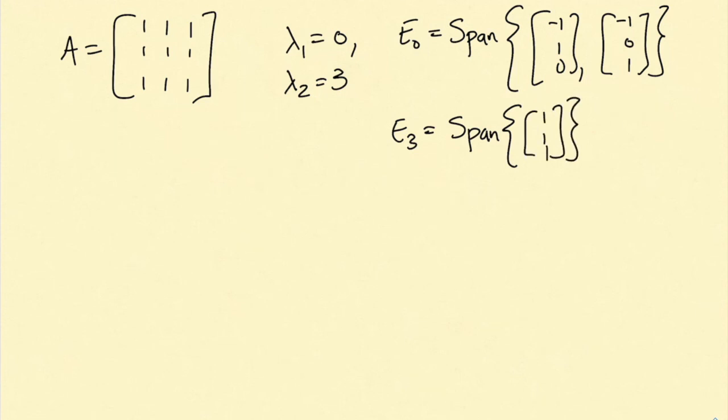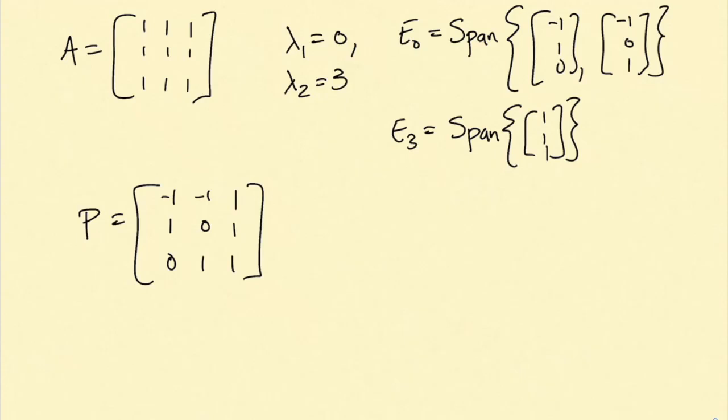These three vectors will form a basis for R3, as we've already seen. This tells us that A is diagonalizable. We can use these three vectors as the columns for our invertible matrix P. We'll use the two basis vectors from E0 as the first two columns, and we'll use the third basis vector from E3 as the third column.